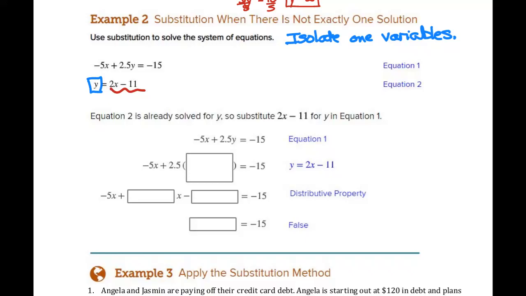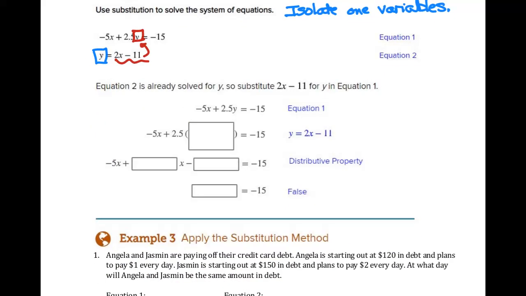So we're going to substitute 2x minus 11 in for y in equation 1. So I see this y, I'm going to put this amount in for that y. So for the first equation, right here, they have negative 5 times x plus 2.5y equals negative 15. So they just wrote the original as it was. Then they have negative 5 plus 2.5 times your y amount. And what is that y amount? 2x minus 11.